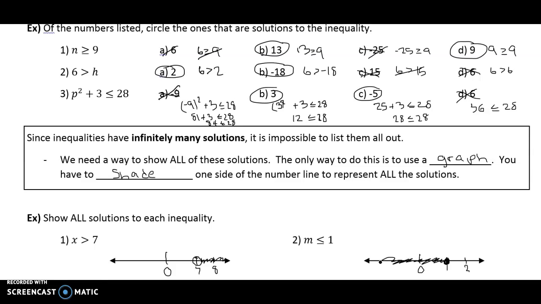Okay, just check your logic. Is 2 less than or equal to 1? No, it's bigger. So don't shade towards 2.